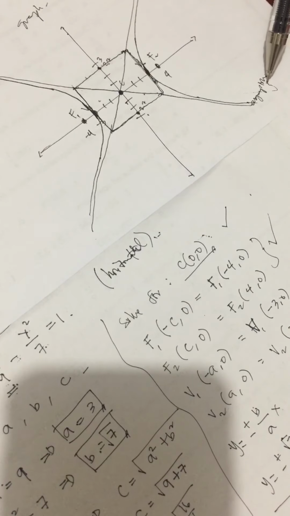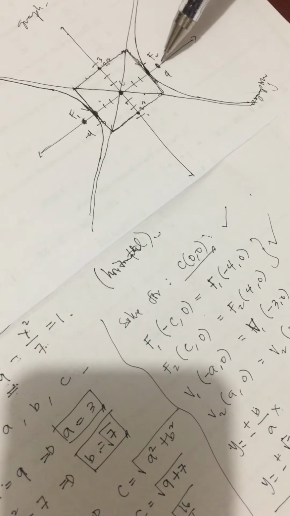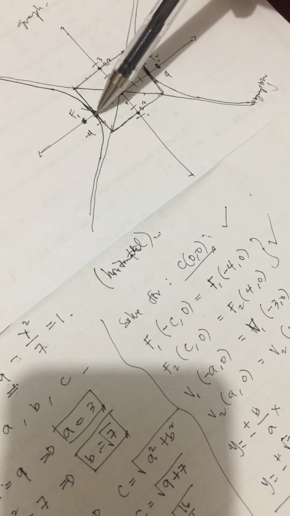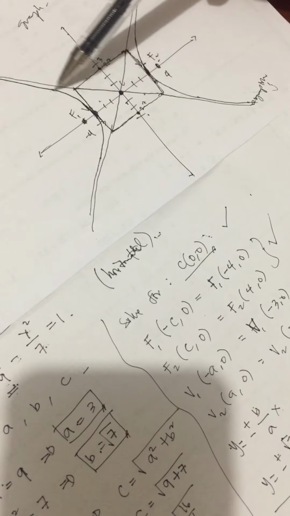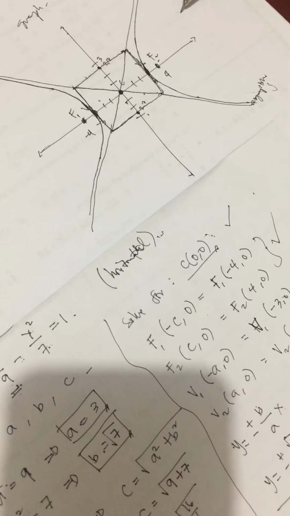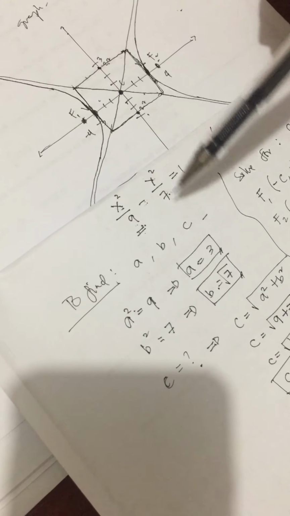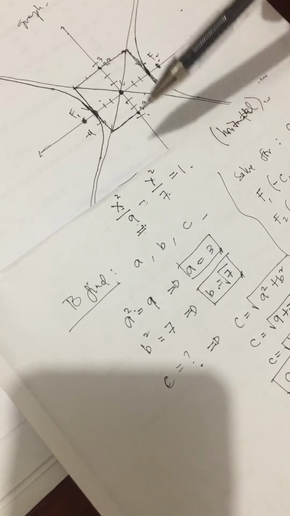After extending, locate your foci. Focus 1, focus 2. And then, draw the smooth curve ng ating branches for the hyperbola. And then, there you have the graph of your hyperbola with the equation x squared over 9 minus y squared over 7 equals 1. Okay? Next.